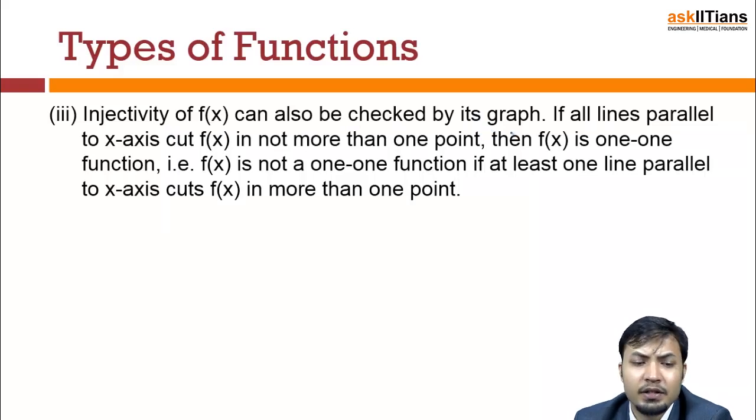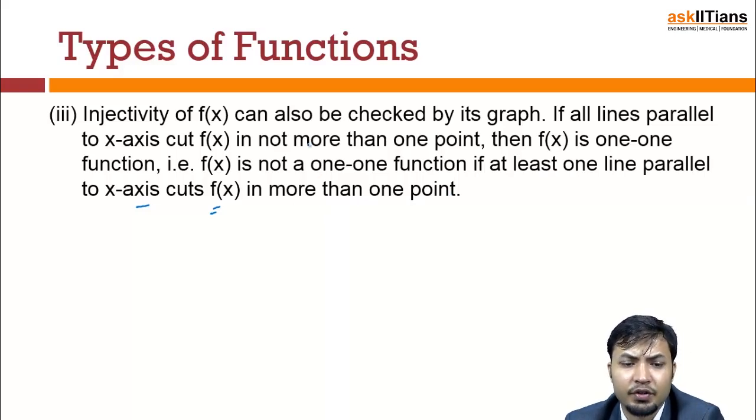How? If the lines parallel to the x-axis cut f(x) in not more than 1 point, then f(x) is a one-one function. That is, f(x) is not one-one if at least one line parallel to the x-axis cuts f(x) in more than 1 point. So, if you plot it on a graph sheet, and all the lines parallel to the x-axis cut the function at not more than 1 point, that is, at most 1 point, then f(x) is one-one.